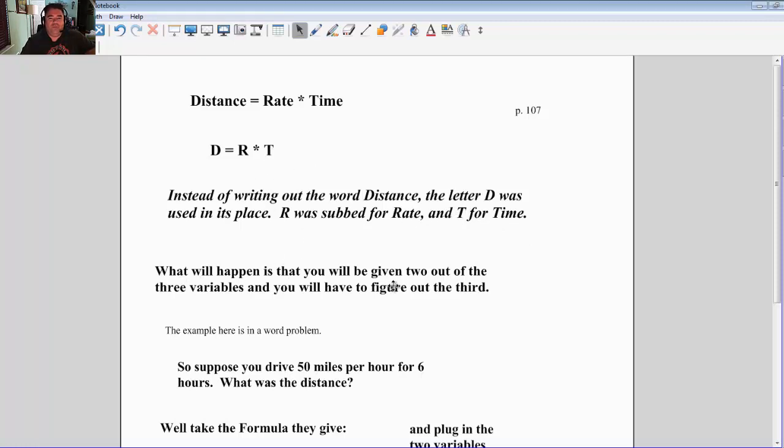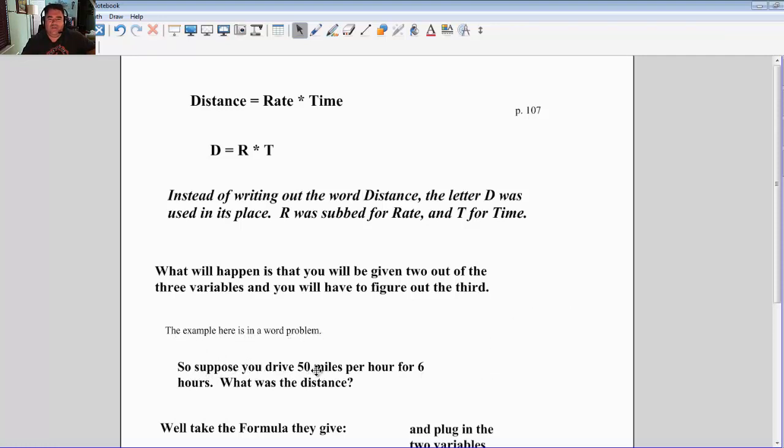What will happen is that you'll be given 2 out of the 3 variables, and you'll have to figure the third out. So this is what algebra really comes down to. Instead of before, where you get all 3 numbers and are asked to solve, you're going to be missing one, and by virtue of the one that's missing, you'll be able to use the ones you have to figure out the missing one. The example here is in the word problem.